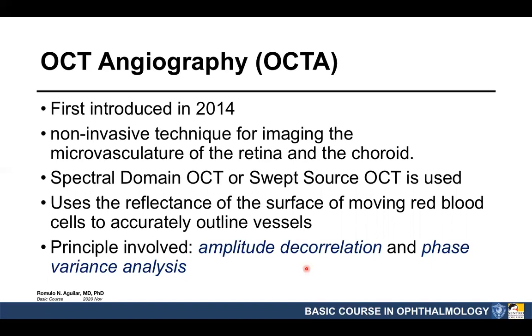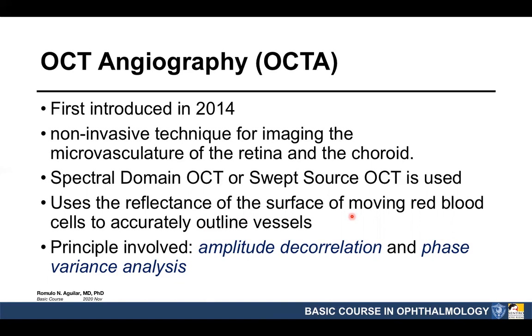It was first introduced in 2014, and it's actually used to image the microvasculature. So there are finer retinal vessels and the capillaries. As I said, strictly it is not to image the retina itself, but more of the vessels. It uses reflectance of the surface of moving red blood cells in order to outline the vessels. The principle involved is called amplitude decorrelation and phase variance analysis. It sounds very complicated, but let me try to simplify the principle for you.